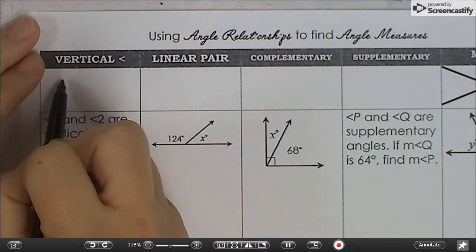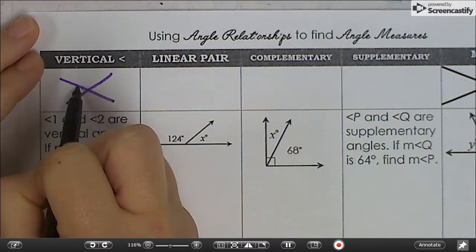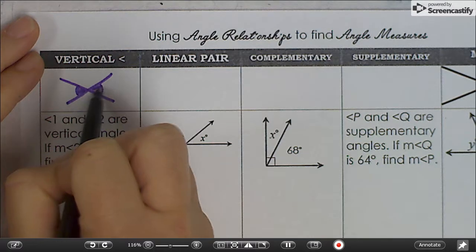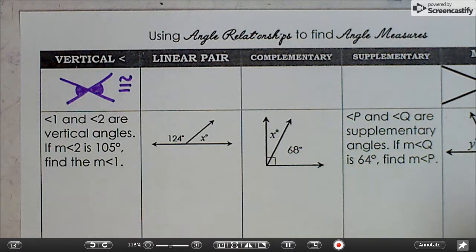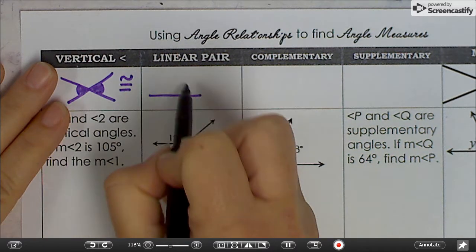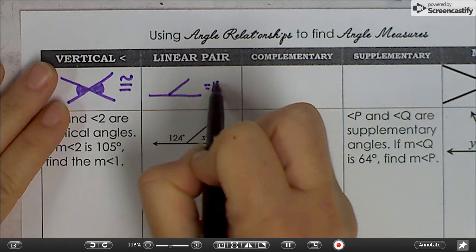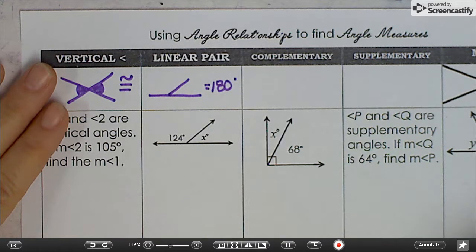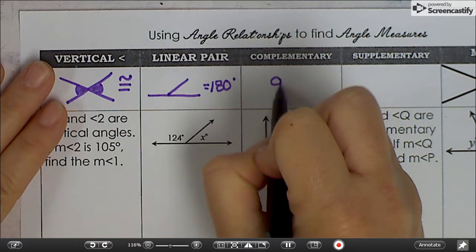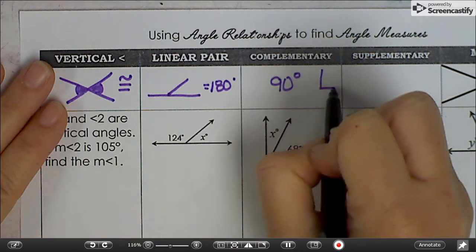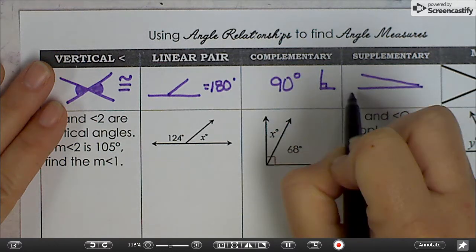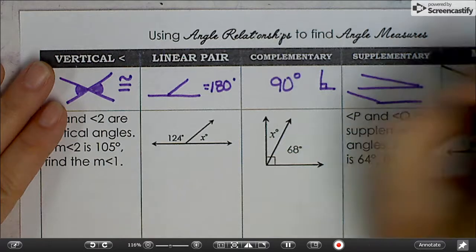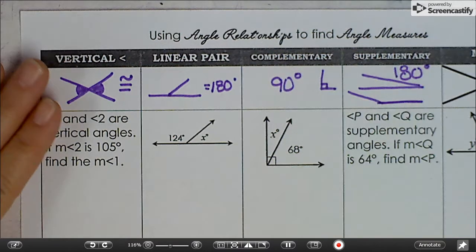So vertical angles. And they are congruent. So hopefully you have something like that written at the top. Linear pairs equal 180 degrees. Complementary angles add up to 90, and sometimes you'll see them as a right angle. And supplementary angles, let's do this, and then that, something like that. They add up to 180 degrees.